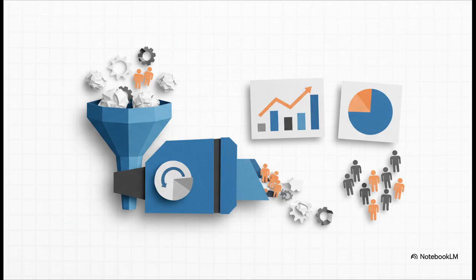So on top of that opacity, you've got the data problem. See, an AI model is only as good, or as unbiased, as the data you feed it. If your training data has historical biases baked into it, or if it's incomplete, the AI is going to learn those flaws and just amplify them. It all comes back to that classic computer science saying, garbage in, garbage out.